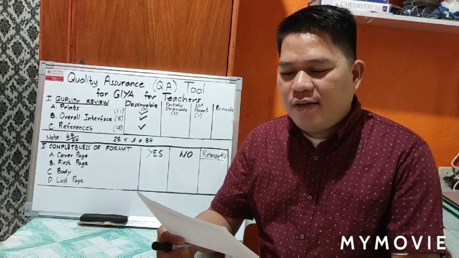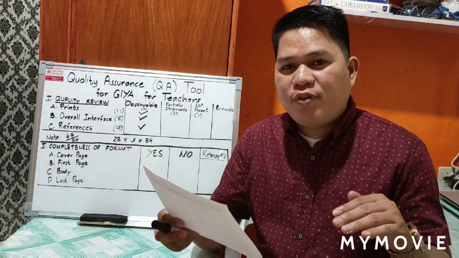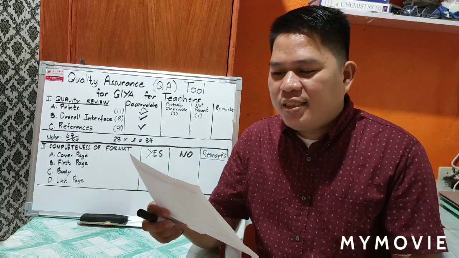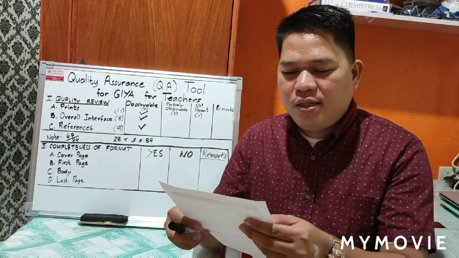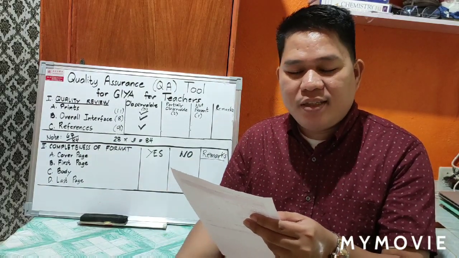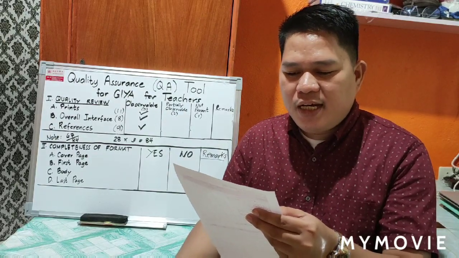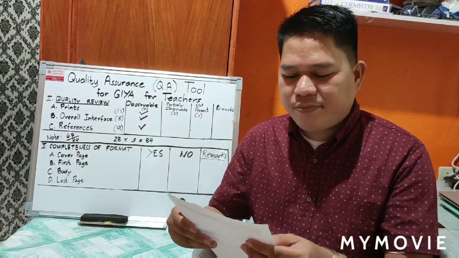Number 1, leaves 1 space between entry sources. So mayroon pong 1 space after first reference, then another reference na po. Second, list entries in letter by letter alphabetical order according to the first word in each entry, be that the author's name or the title of the piece. Dapat po naka-alphabetical order ang ating references.